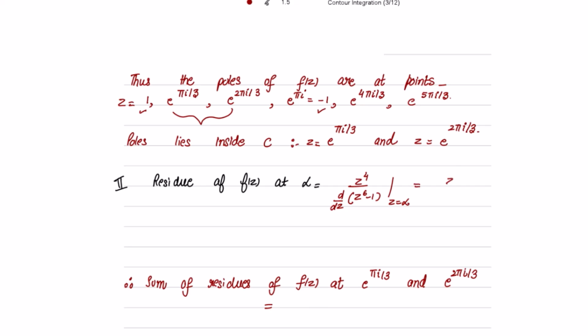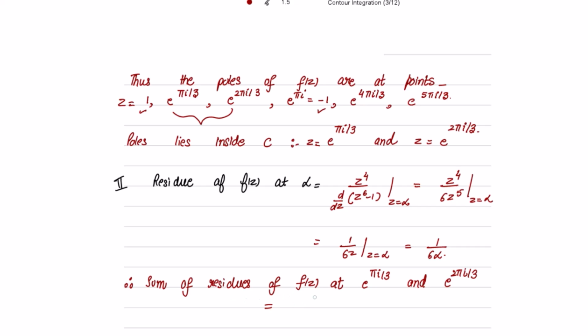So this is equal to z^4 over 6z^5 at z = α, and at last you will get 1 over 6z. So 1 over 6z at z = α, which means I get 1 over 6α. Right? So in place of α, I will put the first pole and then the second pole, and then I calculate the sum of the residues at these poles.